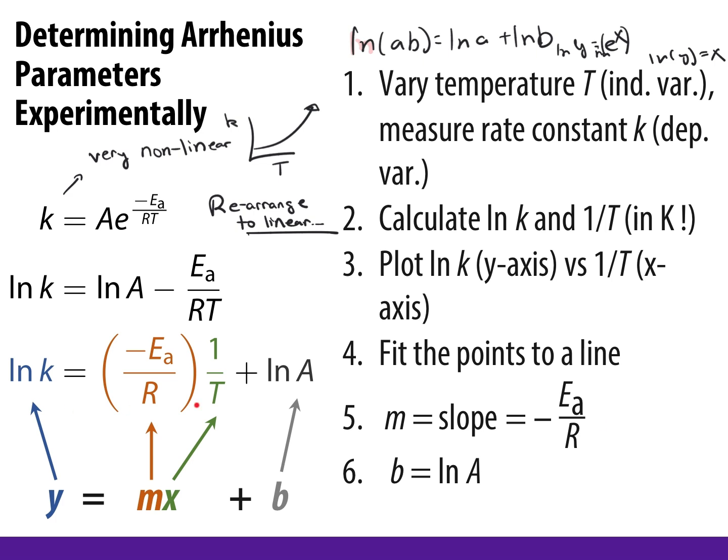If you look at this equation and just match it up with y equals mx plus b, you should be able to see, okay, ln of k is my y-axis, 1 over T is my x-axis. That leaves my slope as equal to this whole term together, negative Ea over R, and b happens to be equal to ln of that pre-exponential factor A.